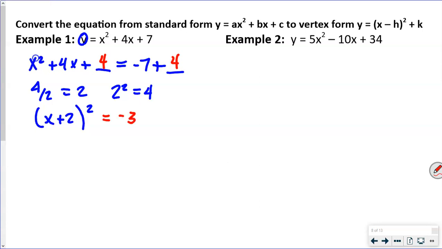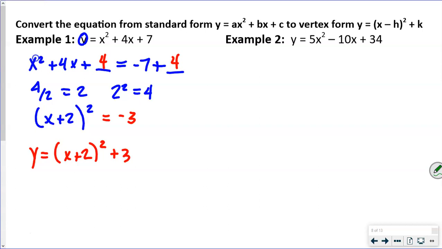Now, to put this in vertex form, we need to move that negative 3 back to the other side of the equation. And so we're going to say y is equal to x plus 2 squared plus 3, because now we're adding it to the other side, okay? So here's our other example.